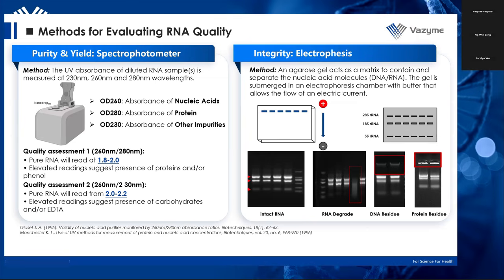So how do we check the quality of our RNA, right? Usually we'll use a machine called the spectrophotometer. A very common brand that I'm sure everybody knows is NanoDrop, right? You might have used NanoDrop, but you might not understand what exactly you are looking at. For NanoDrop, you will get 3 readings essentially. One is the OD260, which is the absorbance of nucleic acids. Then you have the OD280, which is the absorbance for protein, and then OD230 for other impurities.